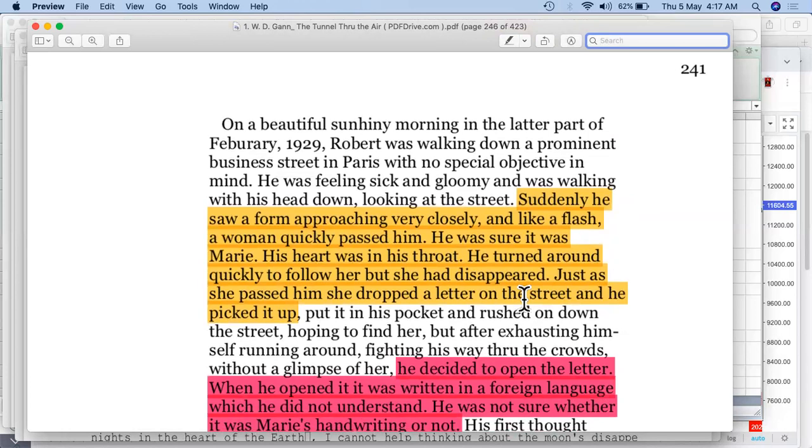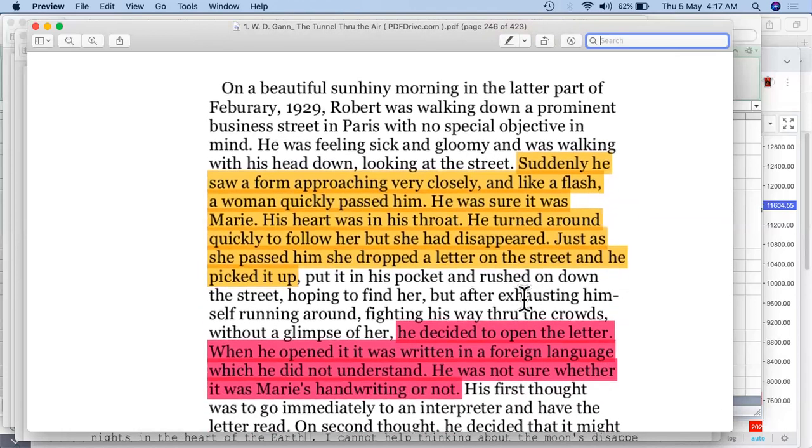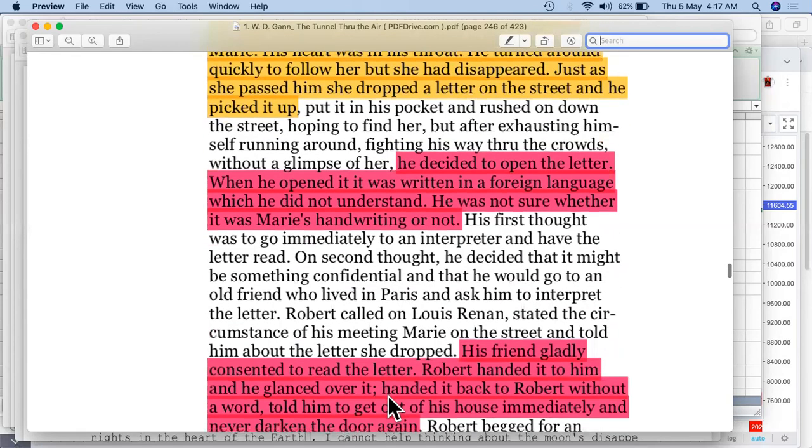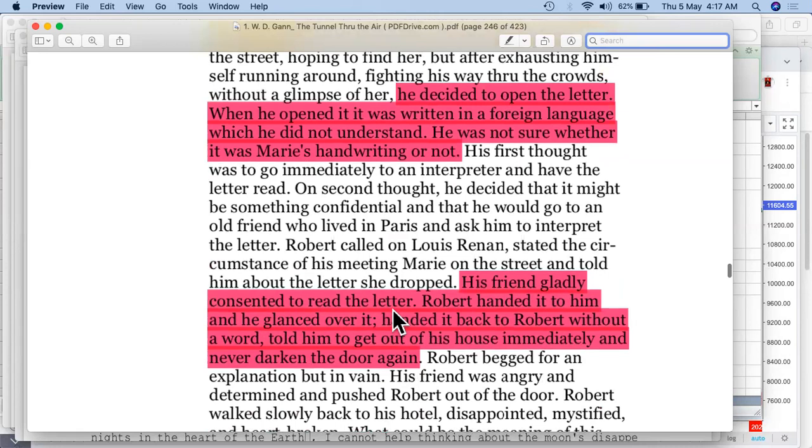Just as she passed, she dropped a letter on the street and he picked it up. So it was a letter that had been given to her. Probably we'll just read through it so that it becomes easier for you to understand. He decided to open the letter. When he opened it, it was in a foreign language which he did not understand. He was not sure whether it was Mary's handwriting or not. His friend gladly consented to read the letter. Robert handed it to him, and he glanced over it, handed it back to Robert without a word, and told him to get out of his house immediately and never darken the door again.